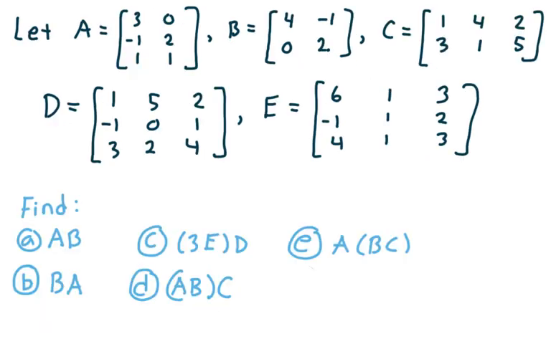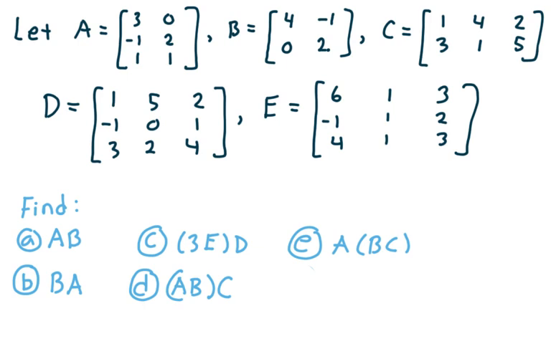And with that, let's take a look at some examples. Suppose A is the matrix 3, 0, negative 1, 2, 1, 1. B is the matrix 4, negative 1, 0, 2. C is the matrix 1, 4, 2, 3, 1, 5. D is the matrix 1, 5, 2, negative 1, 0, 1, 3, 2, 4. And E is the matrix 6, 1, 3, negative 1, 1, 2, 4, 1, 3.